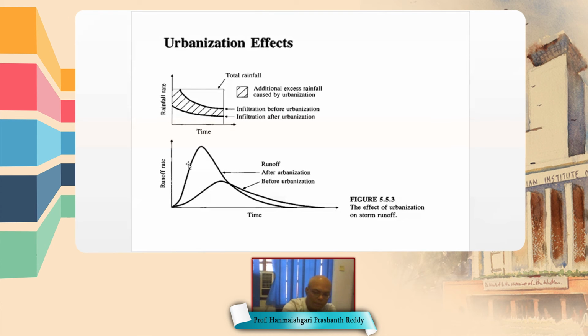Yes, sir. I was confused because of the statement which was written, the additional excess rainfall caused by urbanization. No, see, here we are not considering the climate effect of this urbanization, because we do not know that. Some areas, even after urbanization, the rainfall is increased. So we don't worry about that. But there is a 100% guarantee that when urbanization takes place, the infiltration goes down. That was shown here.